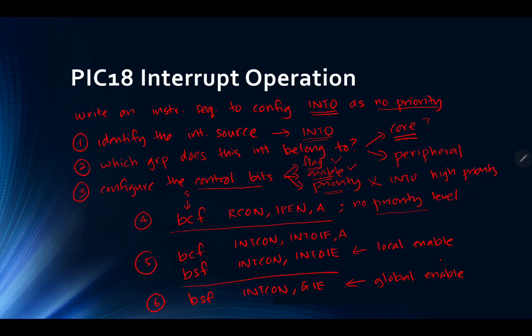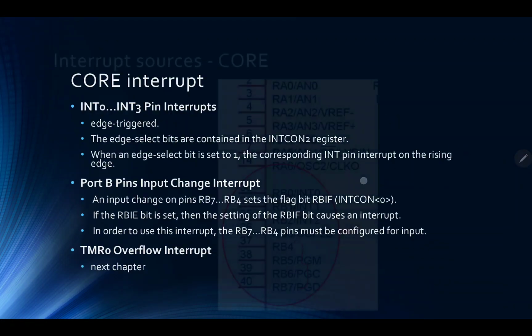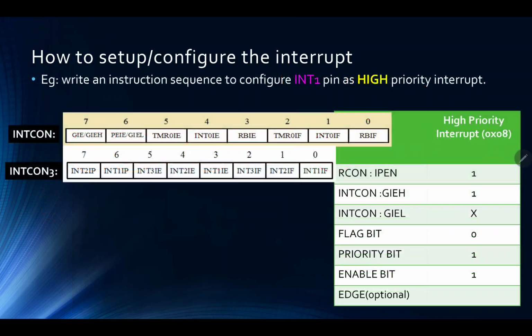The steps are always: identify the interrupt source, identify which group it belongs to, then configure the control bits, flag, enable and priority. When you write the code, the first thing is you must always configure the RCON, then you control the 3 control bits and global enable. This is always the step. So let's see one more example. I think there's one more example somewhere later in the slide. Sorry, I'm shifting the slide here and there. I'm recording on a tablet.